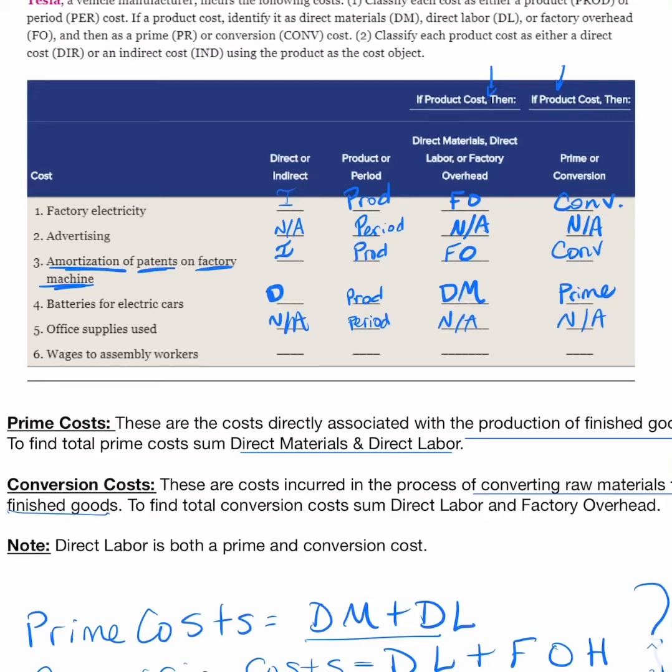Next, wages to assembly workers. Wages to assembly workers can absolutely be traced to the individual products, so that is a direct cost. Because it is part of producing the individual product, it is a product cost. Direct material, direct labor, or factory overhead? Well, it is the wages to the assembly workers, so these are the people on the ground doing the work, that is direct labor. So is that a prime cost or a conversion cost? Well, let's look. When I look, I see direct labor there, and I see it right there. So this is actually a prime cost and a conversion cost.